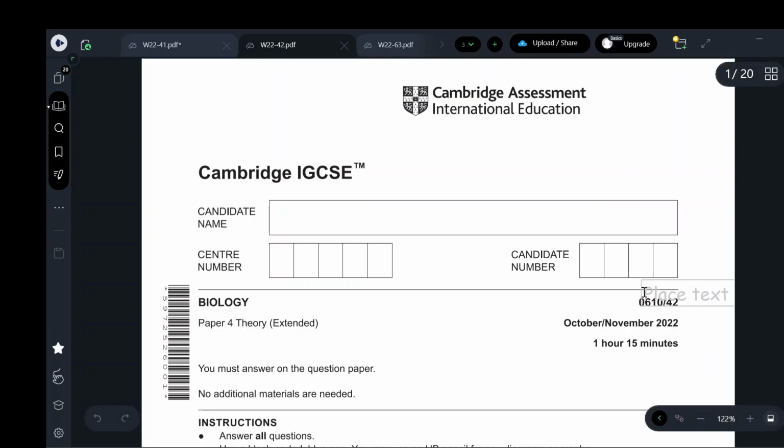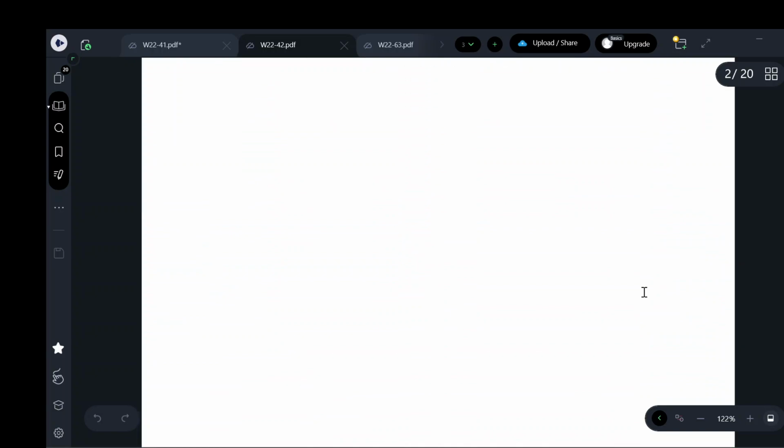November 22, variant 2. Paper 4, variant 2.